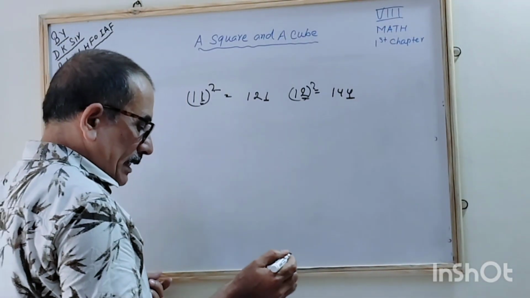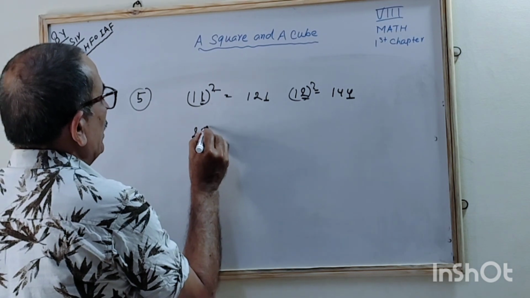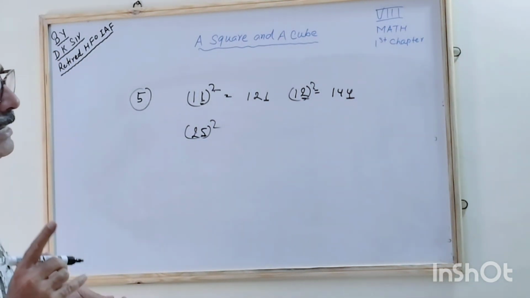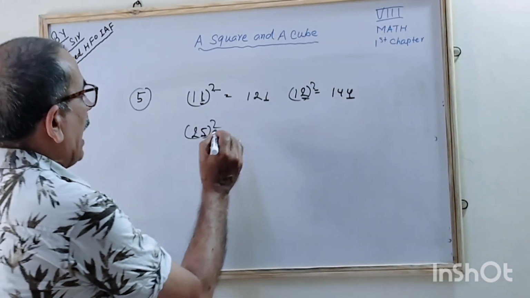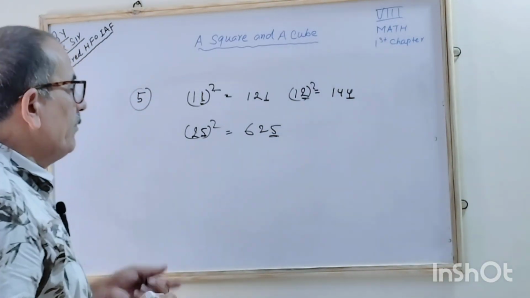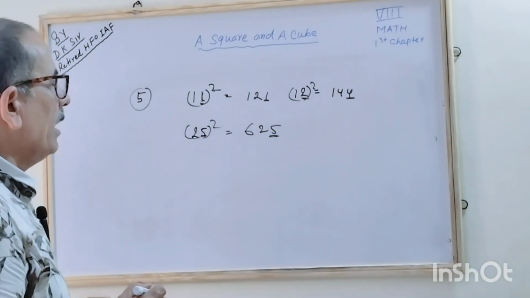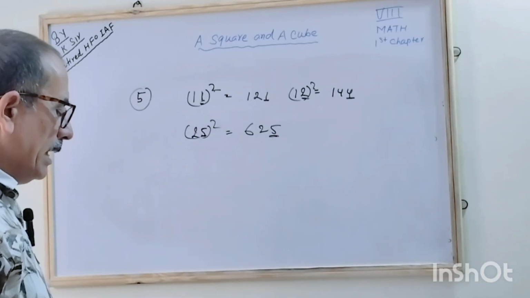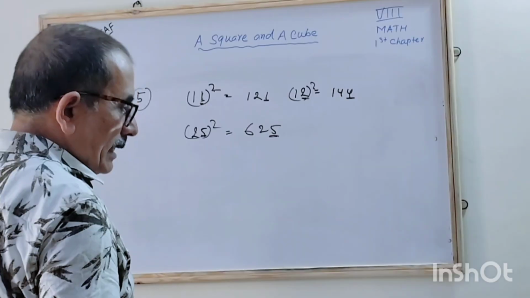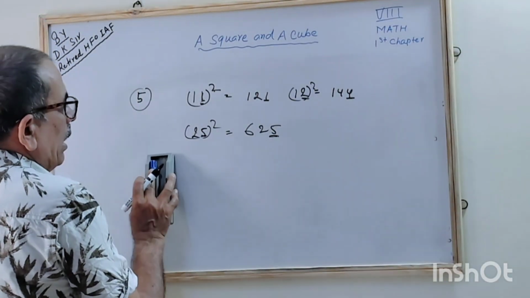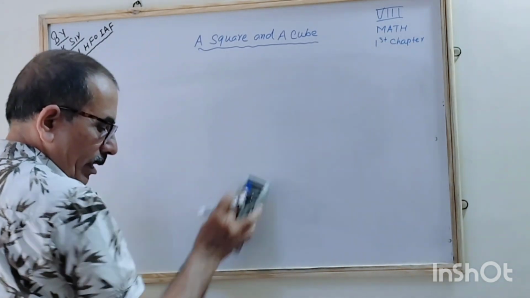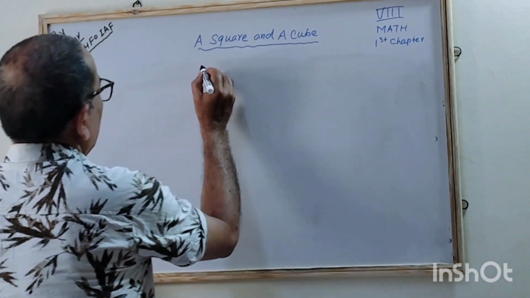Another example: suppose you take 25 squared, which ends with 5. The 5 squared is 25, so the 5 comes at the end. So you get 625, which ends with 5. If anything ends with 7, 7 times 7 is 49, it will end with 9. Correct? You understood this rule? Now we will see some questions from your lesson.